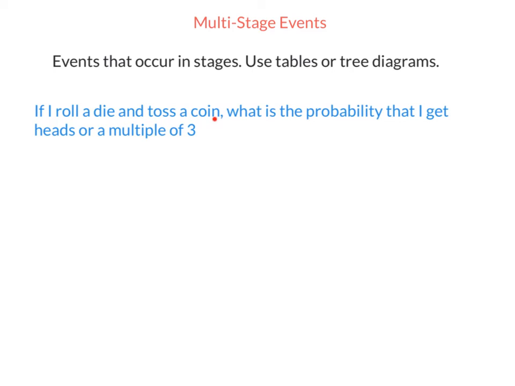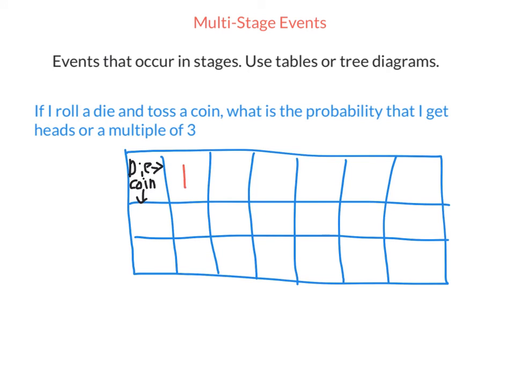So let's say I roll a die and toss a coin. What's the probability I get heads or a multiple of 3? So what I'm doing is tossing a coin and rolling a die. I'm just going to use a table to list all of the possible outcomes. So across the top here, I am going to list all the outcomes I could get on the die, and down here I'm going to list all the outcomes I could get on the coin. So I'm just going to fill in this table with the outcomes.